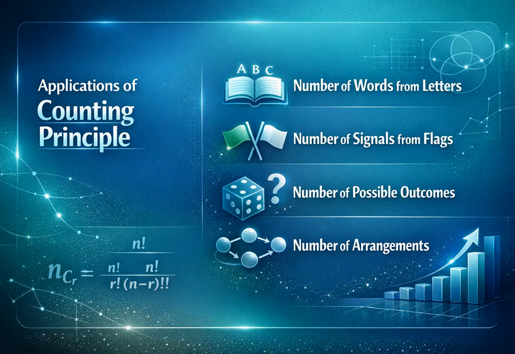The counting principle has many applications. We can find the number of words formed from letters, the number of signals from flags, the number of possible outcomes in experiments, and the number of arrangements of objects. Anytime you need to count possibilities without listing them all, this principle helps.